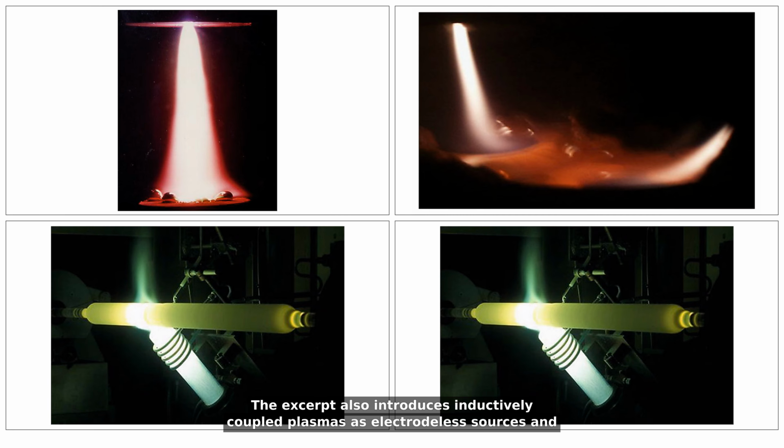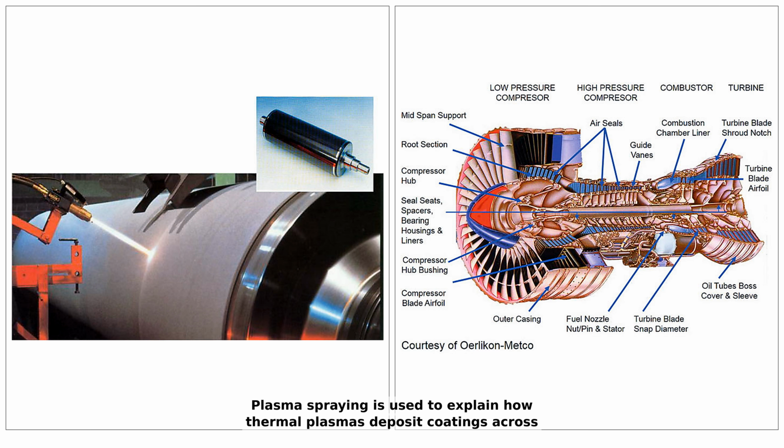The excerpt also introduces inductively coupled plasmas as electrodeless sources and later points to Figure 43 for a typical ICP-OES plasma source and Figure 44 for an ICP-based cladding setup used in fiber optic preform processing. Plasma spraying is used to explain how thermal plasmas deposit coatings across multiple industries, including aerospace and nuclear. The text describes splat formation as molten particles strike a substrate at 100 to 300 meters per second and build a coating layer by layer. Figure 33 and Figure 34 connect this process to large-scale components and jet engine hardware.